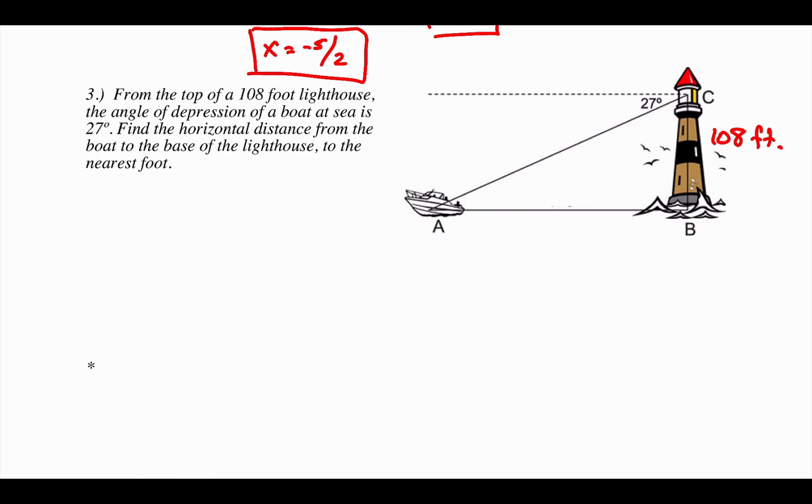The angle of depression of a boat at sea is 27 degrees. You can see that that's in the picture. We want to find the horizontal distance from the boat to the base of the lighthouse. So what we're actually looking at is we're trying to find that distance right there. That's what we're looking for. That's where I'm going to put x. We've already got this piece as 108.